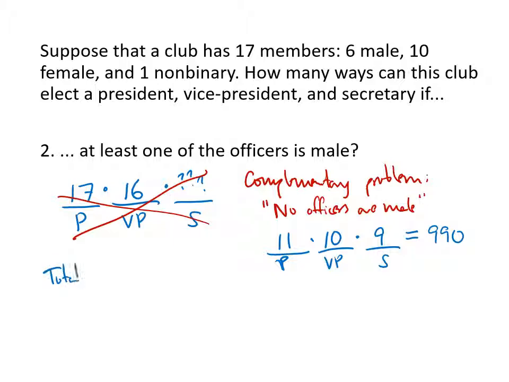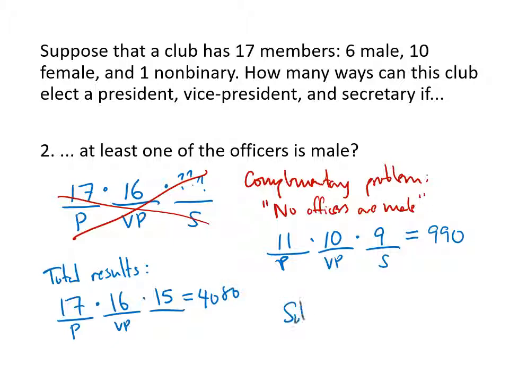The total results, where I have no restrictions, would be 17 choices for the president, 16 choices for the vice president, and 15 choices for the secretary. That's the situation where I have no restrictions at all for how the election could go. And that works out to be 4,080. So the actual solution to the problem that I wanted to solve in the first place, where we have at least one officer being male, is the 4,080 total results minus the 990 results where we don't elect any males. And this gives us a total of 3,090 elections where at least one of the officers is male.